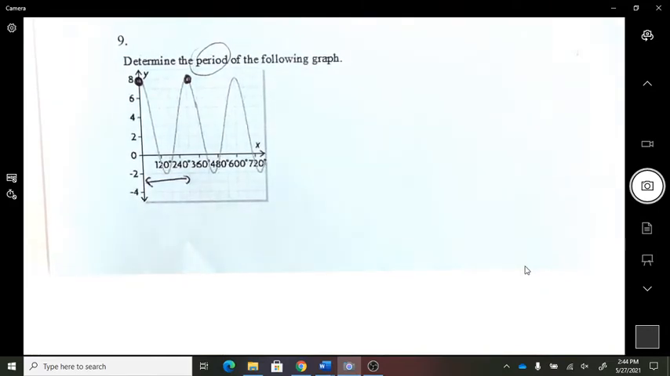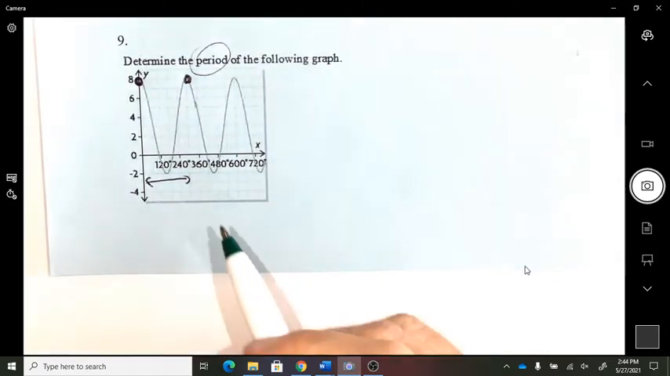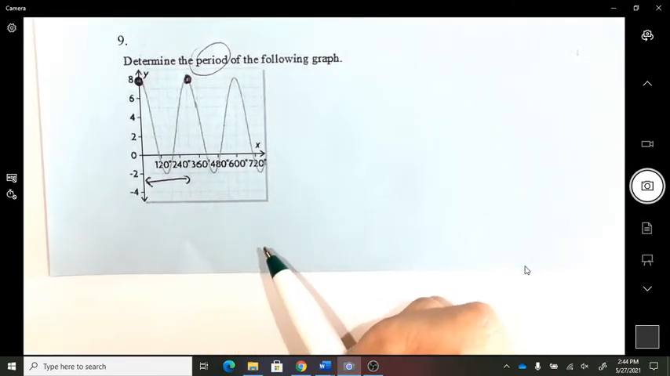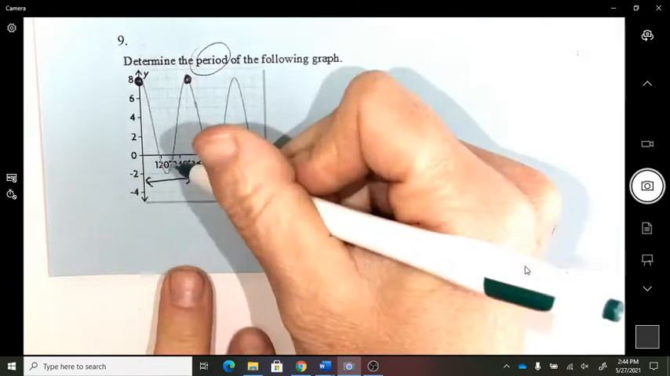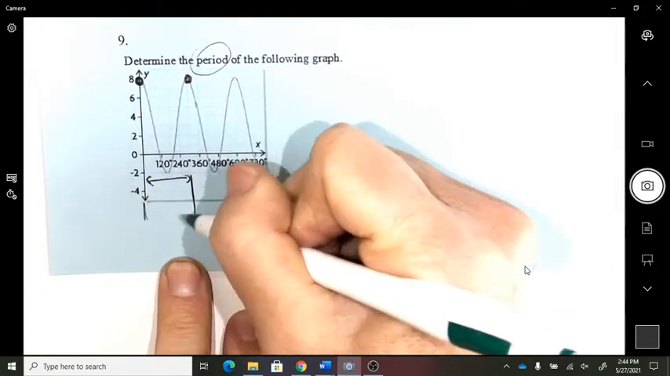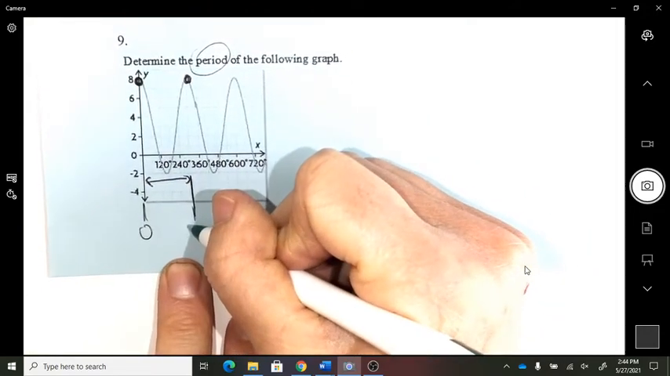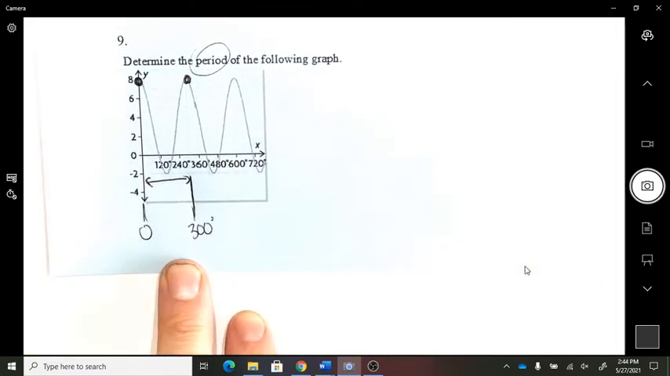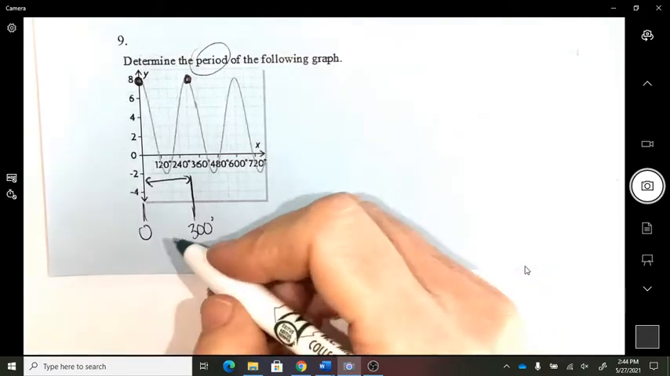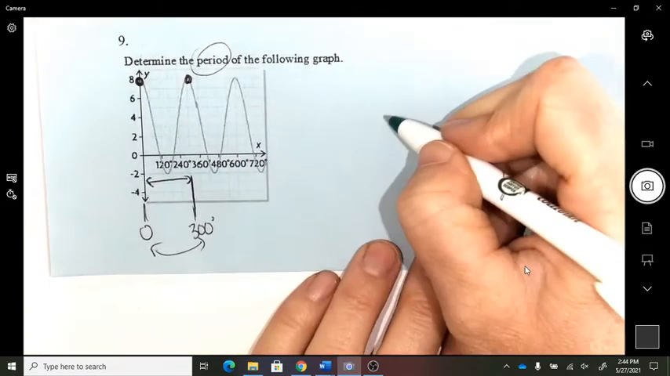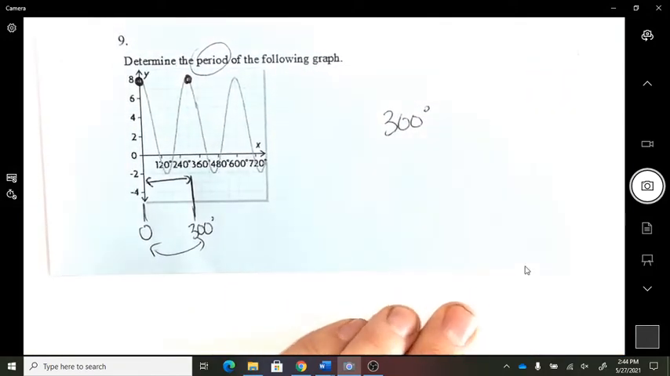What are you doing every time here? 60? Do you see your scale? Is it up by 60s? 60, 120. What do you got? From 0 to 300 degrees? Right here? Is that the X value? 300? Were you agreeing? So therefore, this length of time took 300 degrees to get through a cycle.